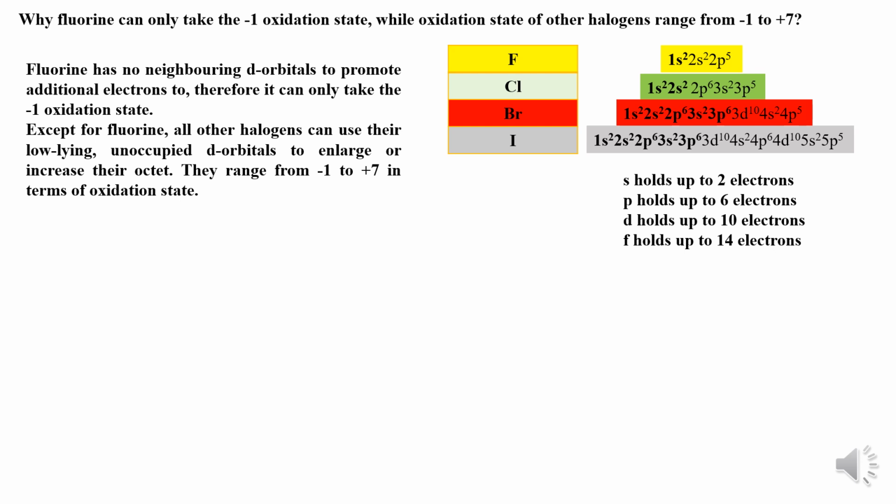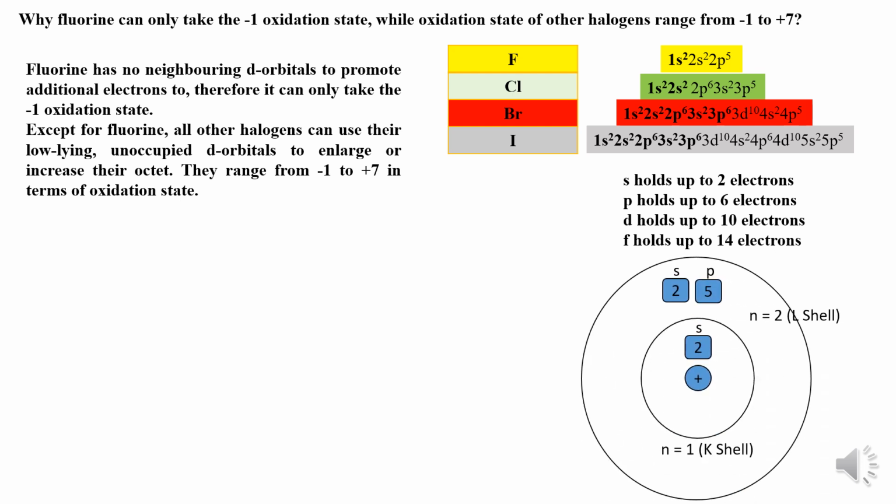Remember, now d orbitals can hold up to 10 electrons. So we very well know that s orbital holds up to 2 electrons, p holds up to 6 electrons, d holds up to 10 electrons, while f holds up to 14 electrons. So it is the ability of the d orbitals to hold up to 10 electrons that gives the other halogens like chlorine, bromine and iodine the ability to extend their oxidation state from -1 to +7. So it ranges from -1 to +7 depending on the reaction.